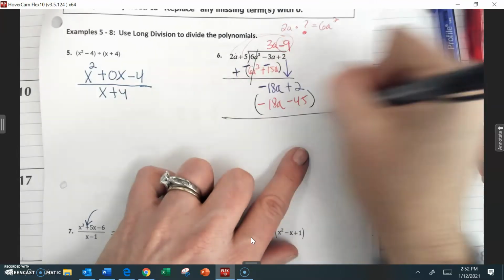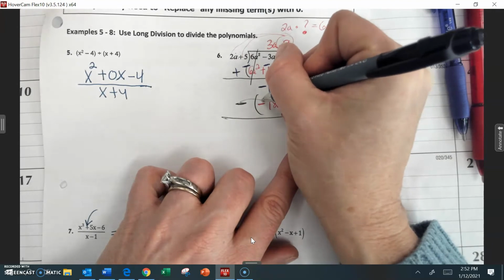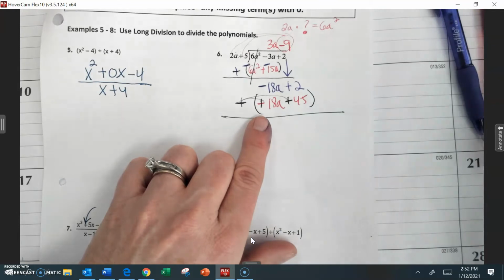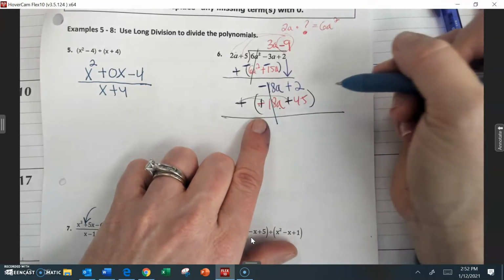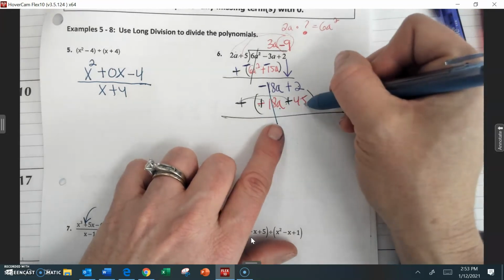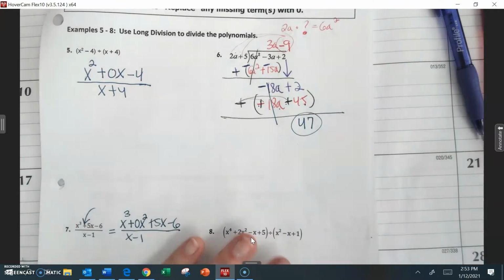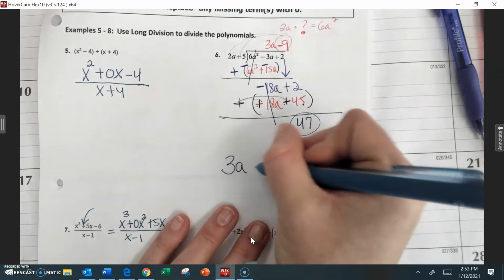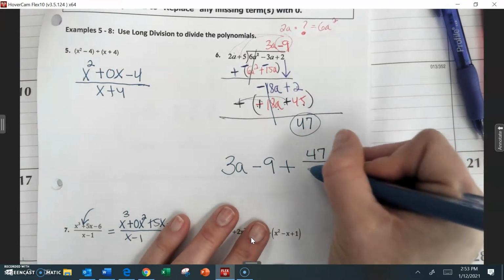So now we subtract. We're subtracting everything in red, so I distribute this negative. So inside now they're both positive, and that's great because what happens is negative 18a plus positive 18a cancels. 2 plus 45 is 47, and this is our remainder. So your final answer to number 6, make sure you write it out nice and neat, is 3a minus 9 plus our remainder, which always gets put over your divisor.